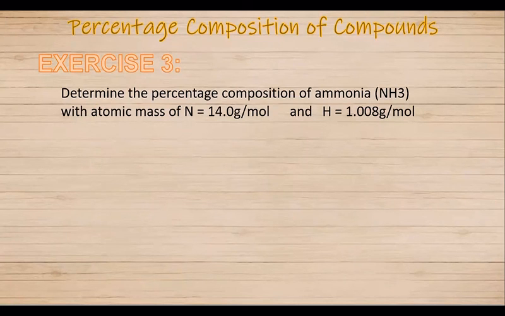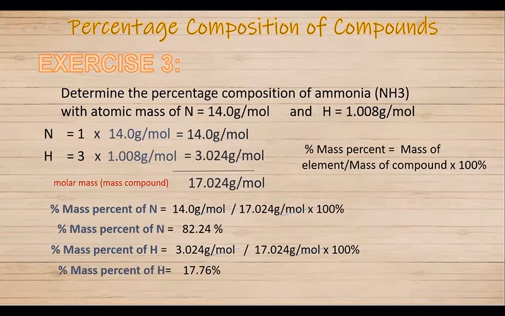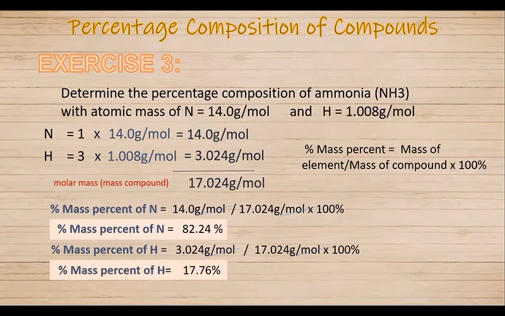Let's now check your answer. If you have this kind of solution, you are doing the right thing. If you get a molar mass for ammonia of 17.024 gram per mole, a mass percent for nitrogen of 82.24%, and a mass percent for hydrogen of 17.76%, you are correct. Congratulations for a job well done.